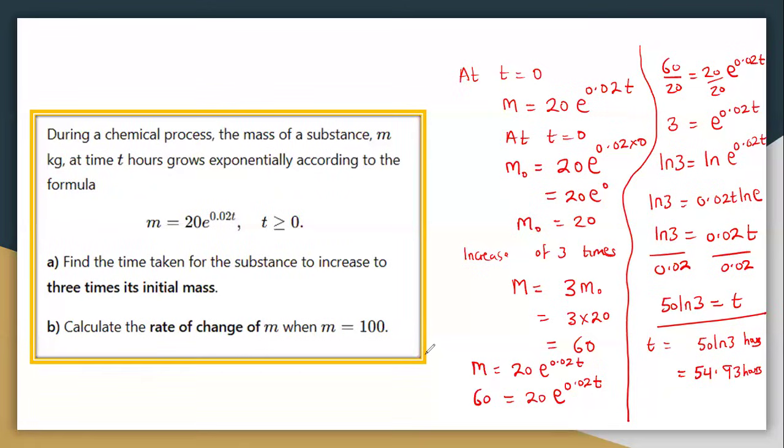So when you get the answer, feel free to share with us in the chat. Whenever they ask the rate of change of m, the rate means a ratio with respect to time.